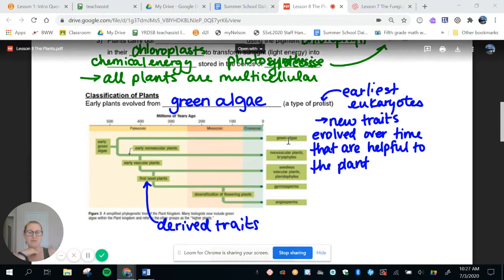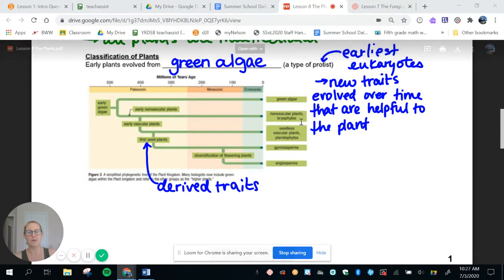So just to mention a few of the types here, we have non-vascular plants like the bryophytes. Those are things like mosses. So things that grow flat on the surface of something, those are non-vascular. Seedless vascular plants, those are things like ferns and so forth. Gymnosperms, we're thinking of things like pine trees, for example. And finally, angiosperms developed the latest, which is flowering plants.